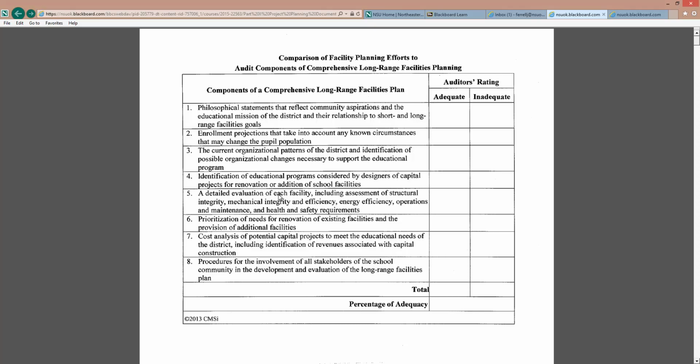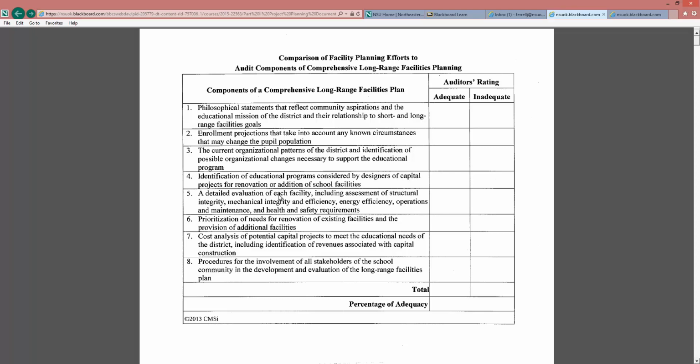Number 2 says the enrollment projections that take into account any known circumstances that may change the pupil population. And the reason this is in the second half of the semester is because your readings during this half deal with how to do enrollment projections.